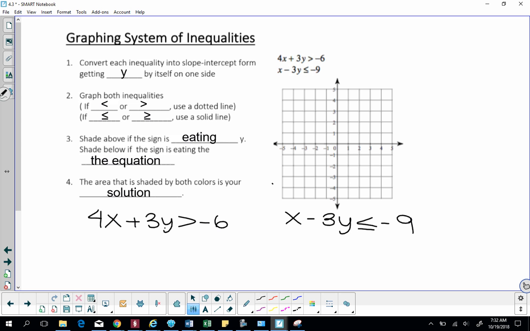Anyone else want to calculate while I'm over? The first thing we're doing is rearranging to get y by itself. Sorry, Christopher, did I miss you? Okay. Rearrange both of them.